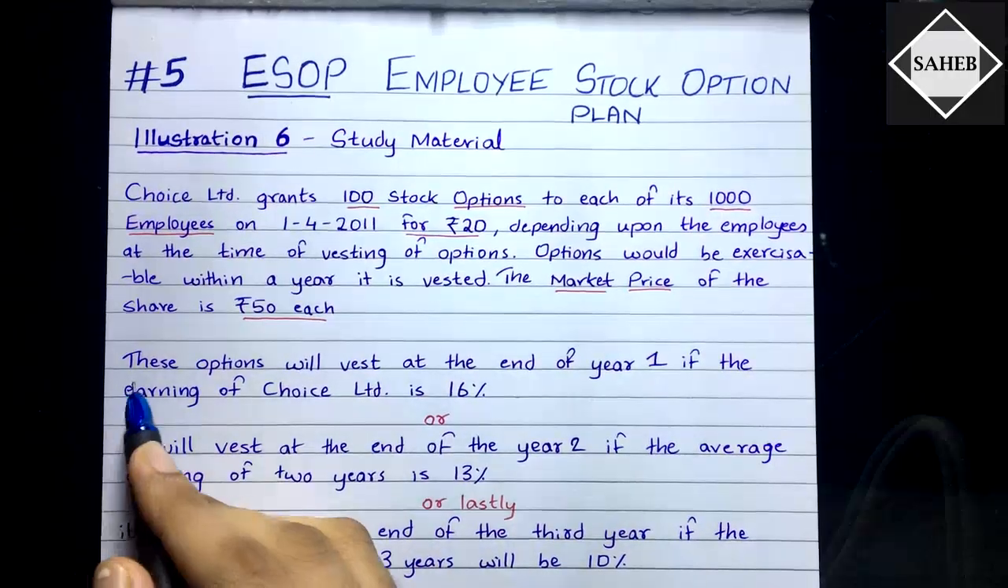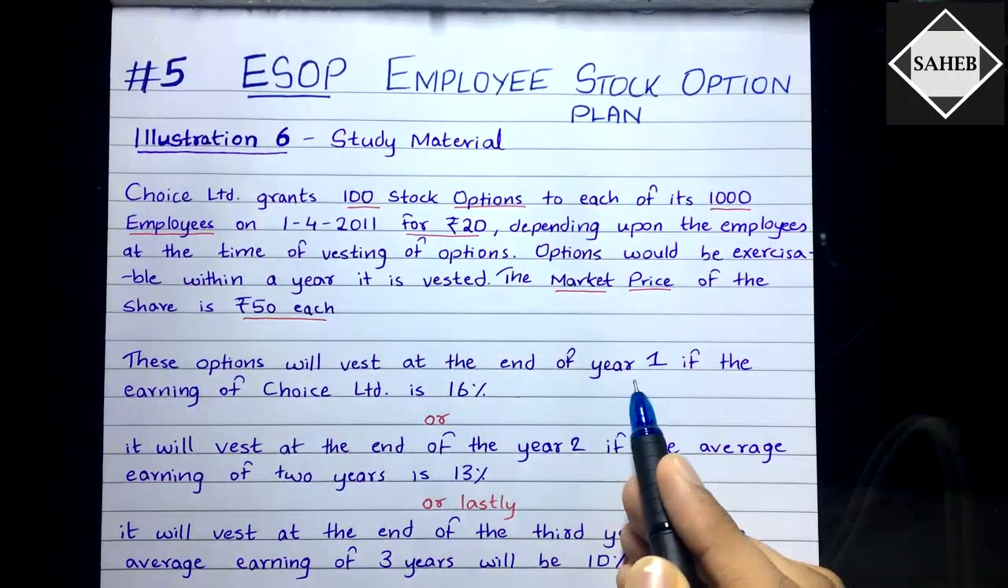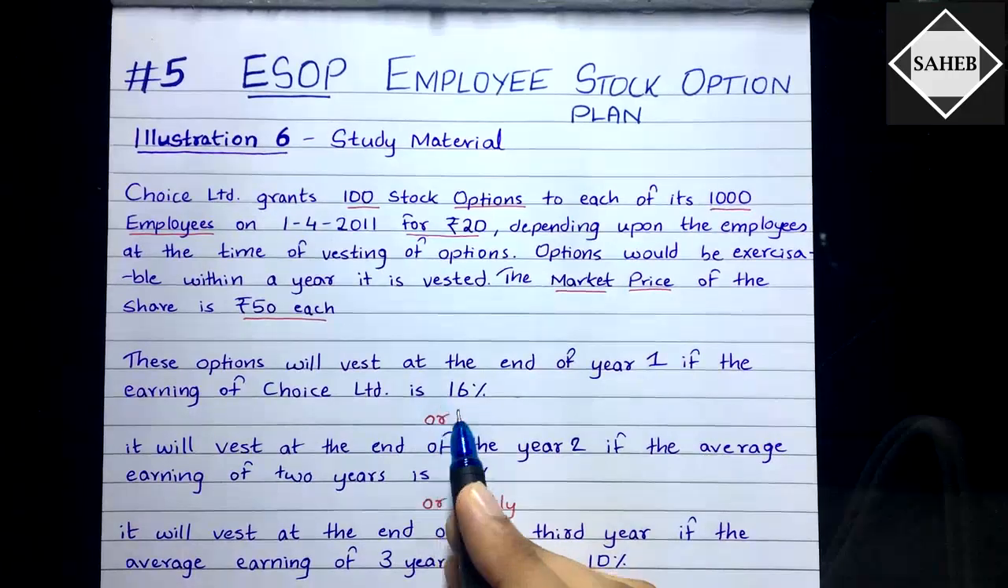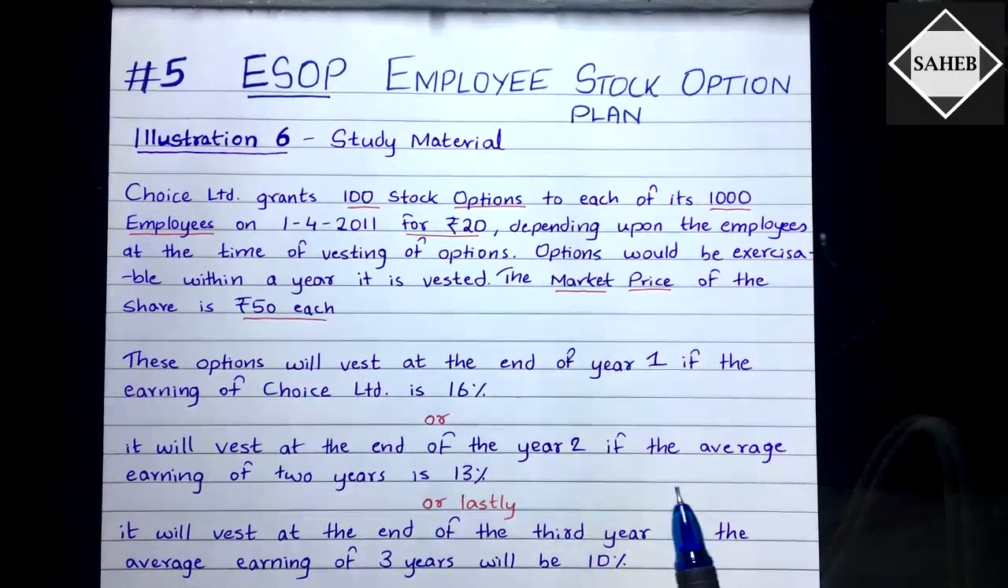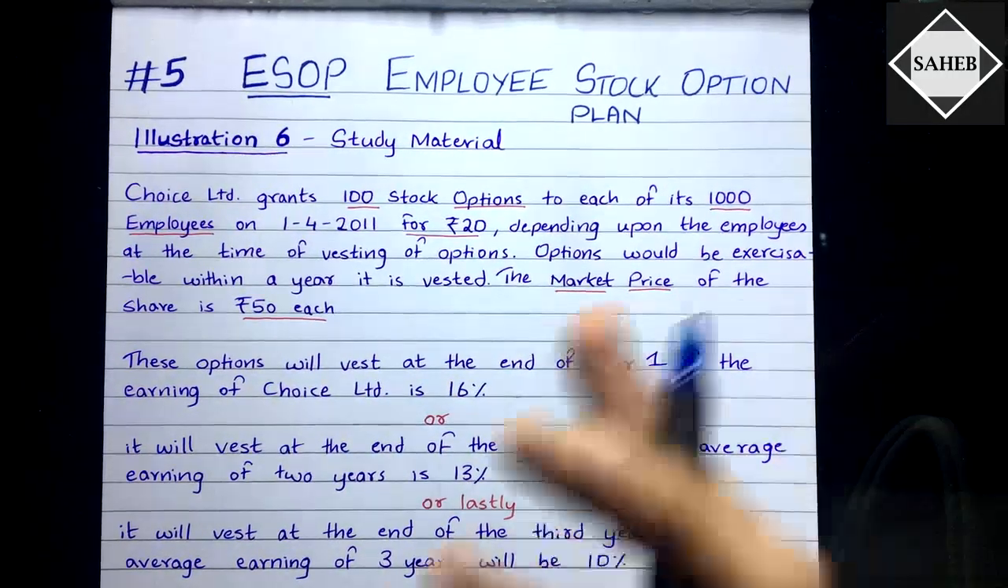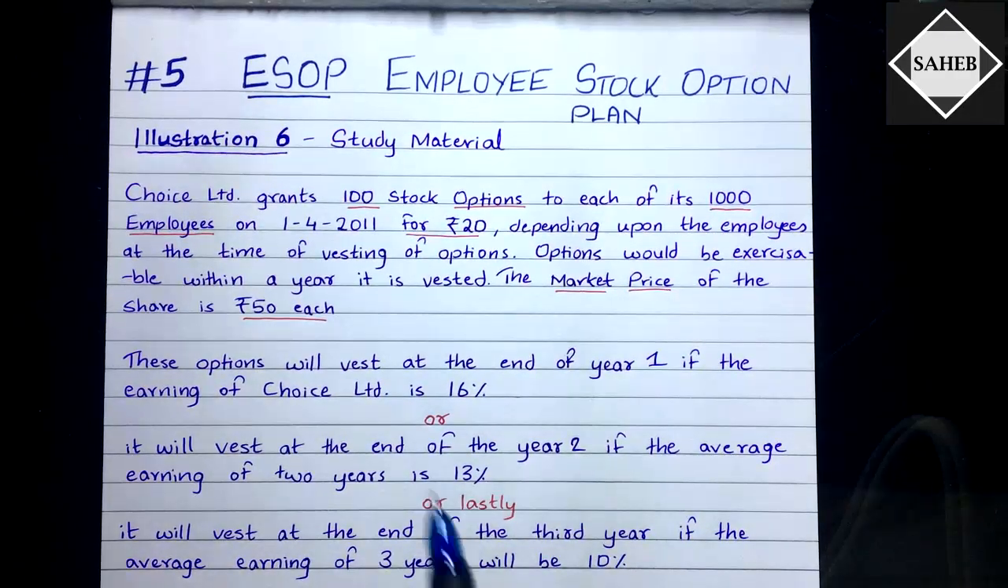Then here it is said these options will vest at the end of year 1 if the earning of Choice Limited is 16%. Now what is this? What are they talking about over here? Here they are talking about the performance condition. Now I have already told you that this illustration 6 is based upon the performance condition.